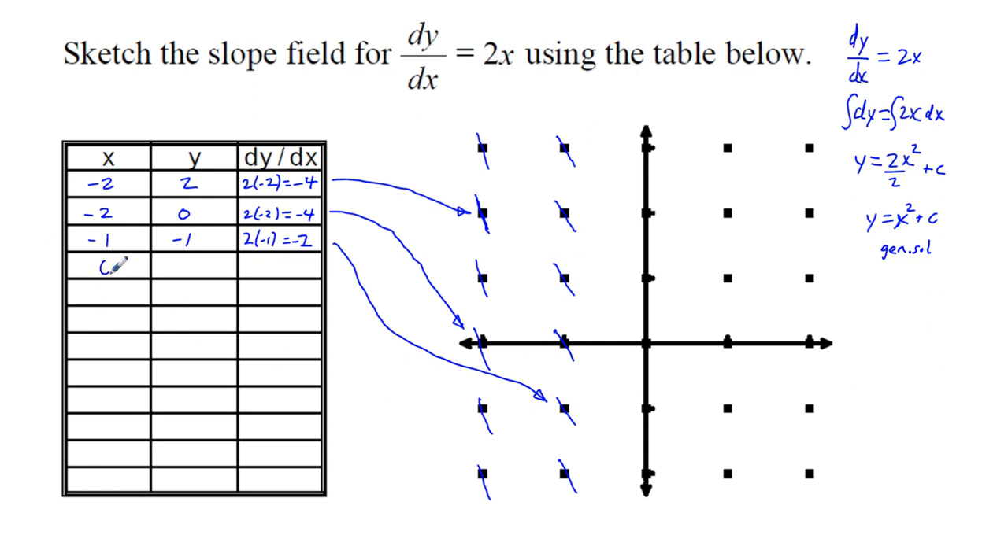Next, we have an x value of 0. Let's use 0, 0. We get 2 times 0 equals 0. So here we're going to have horizontal line segments. Next, if we choose an x value of 1, let's say 1, -2, it's going to be 2 times 1 equals 2. So we have an upward slope like this, and likewise for every point above, we have a slope of 2.